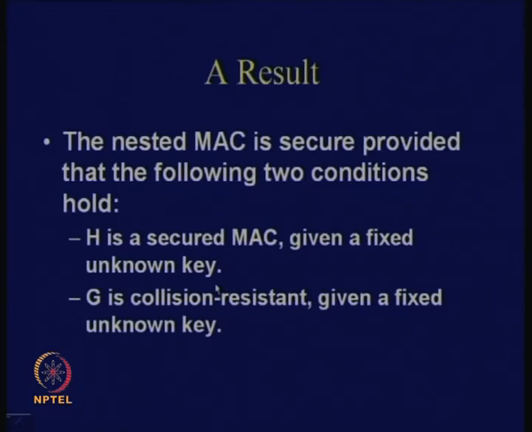What are the two conditions? The first thing is that H is a secure MAC given a fixed unknown key. Okay, so, therefore, H is the outer MAC, if you remember, we sometimes call it the little MAC. So, this little MAC is actually a secure MAC given a fixed unknown key, and G is actually a collision resistant hash function given a fixed unknown key. Okay. So, given a fixed unknown key means the key is actually in this case unknown.